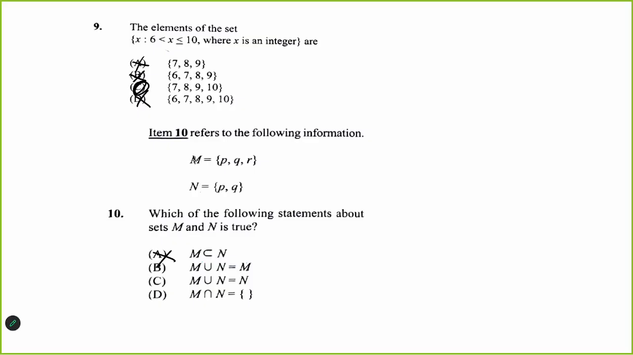If I take M and I union it with N, if I take PQR and I combine PQ, would I get M? Yes, you would. That is correct. If I were to find the union, would I get N only? No, it has that R. And the intersection, meaning what they have in common, is P and Q. So it is not an empty set. So this will be out and this will be out. So the answer for number 10 is B.